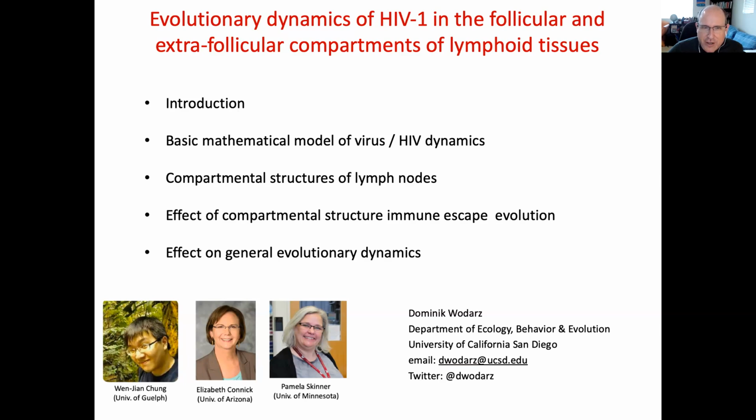and then I'll move on to compartmental structures, because a lot of models do not take into account the structure of lymph nodes. At the same time, lymph nodes are the primary site where HIV replicates in patients. So it's kind of important to do so. And so I'm going to explore the effect of the compartmental structure on viral evolution, in particular immune escape evolution, and also general evolutionary dynamics.